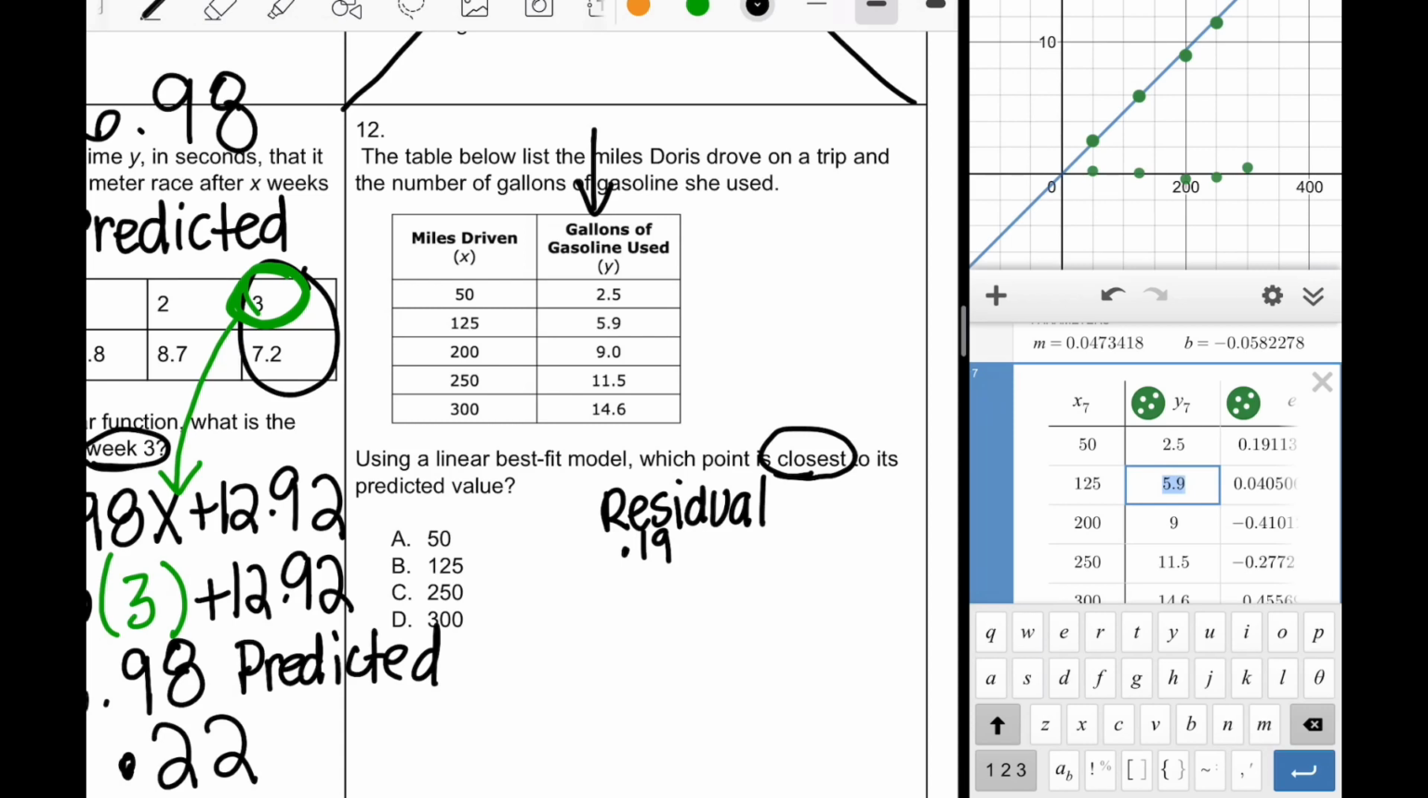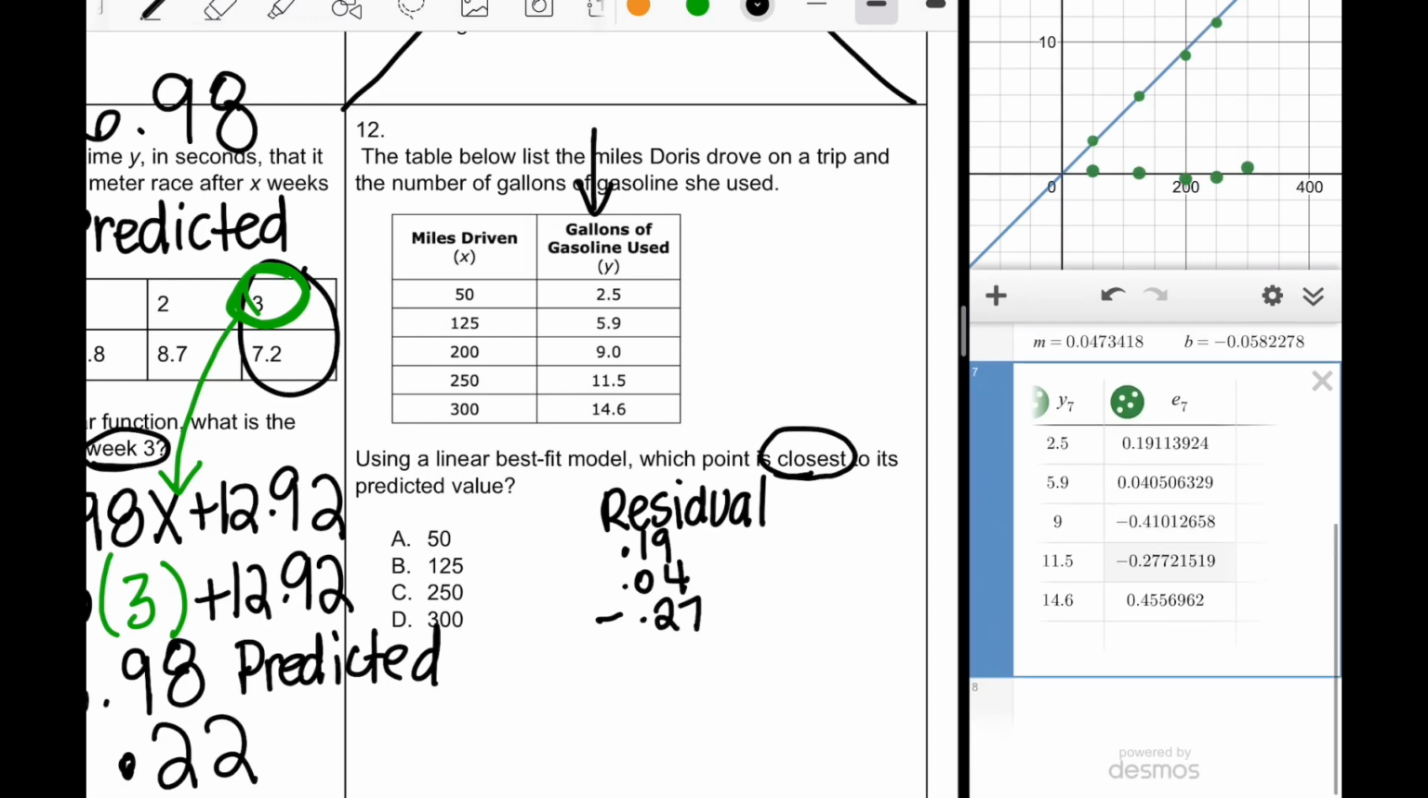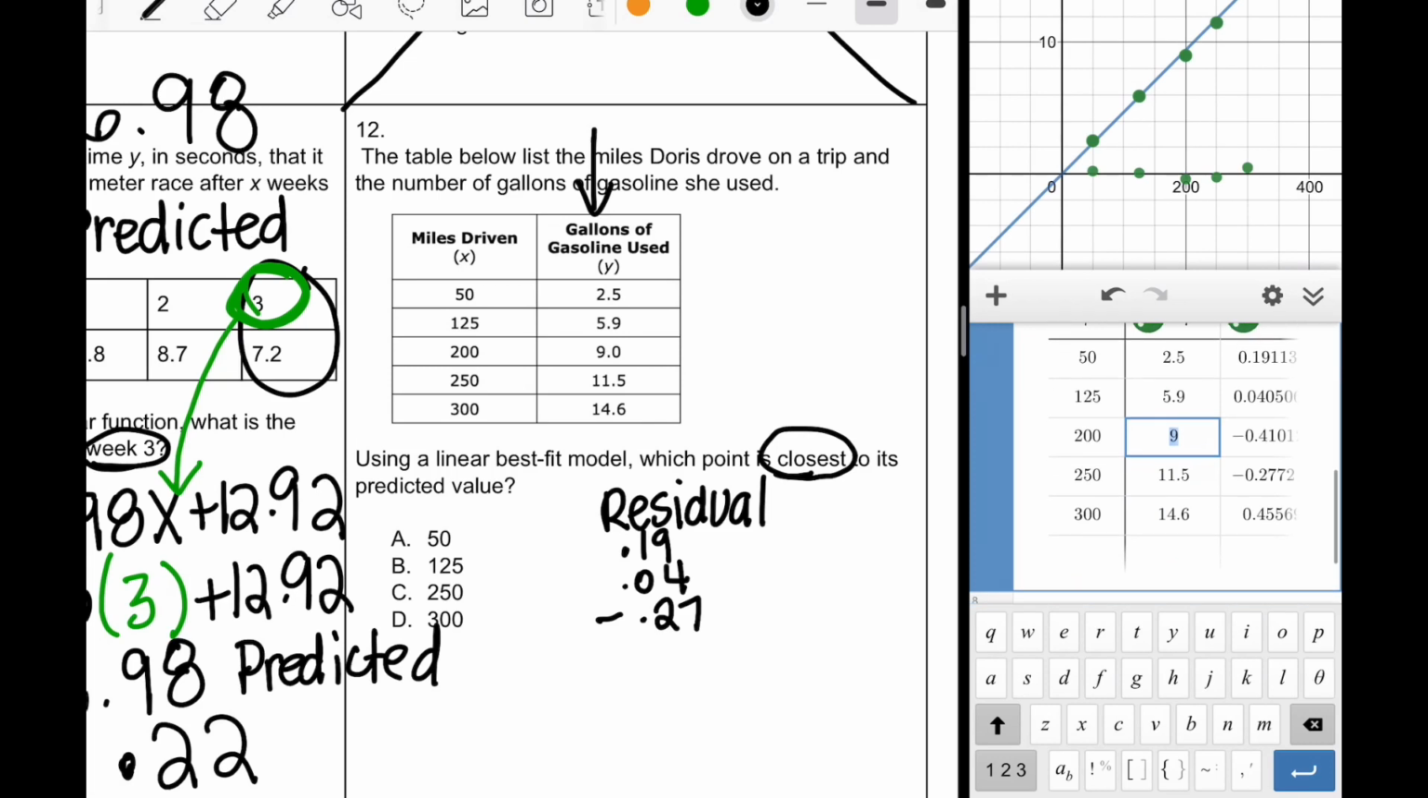For 125, my residual is 0.04. For 250, my residual is negative 0.27. And my residual for 300 is 0.45.